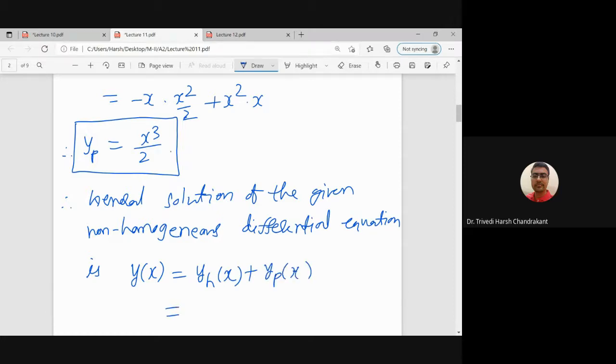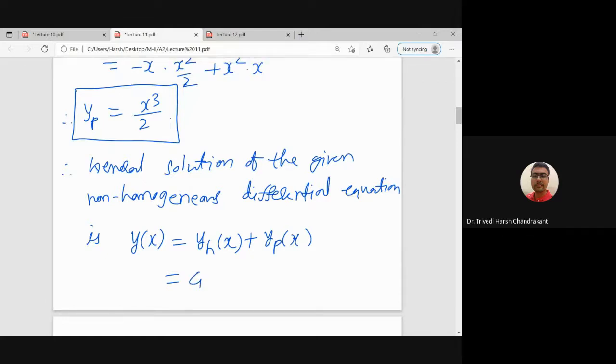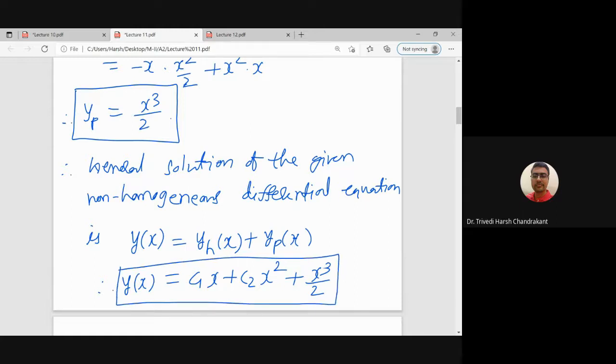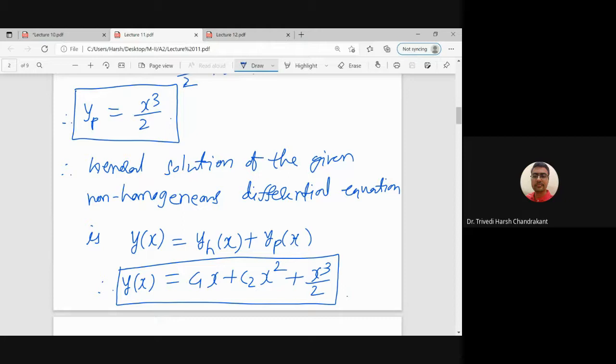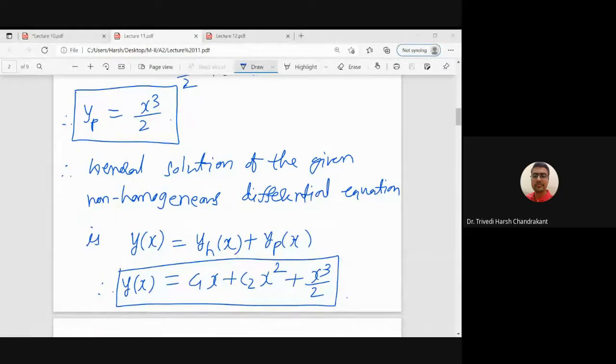So solution of the homogeneous part, we know that y1 and y2 are x and x square. So that means it is c1 x plus c2 x square plus particular solution, which is x cubed by 2. Right. So this is a general solution of this non-homogeneous Euler-Cauchy equation. Yeah, so one example of solution of non-homogeneous equation we have already discussed earlier, whenever we have a differential equation with a constant coefficient. But here we have a second order differential equation in the Euler-Cauchy form.